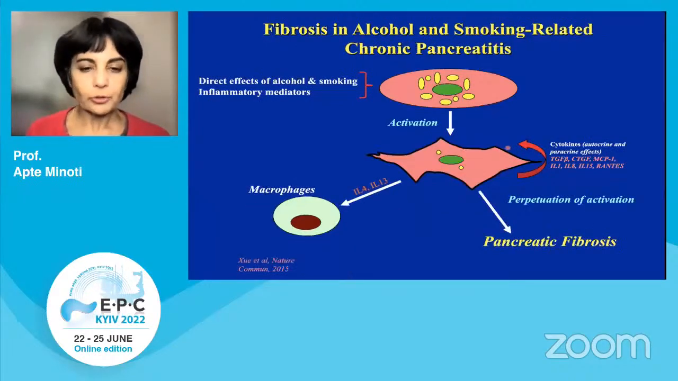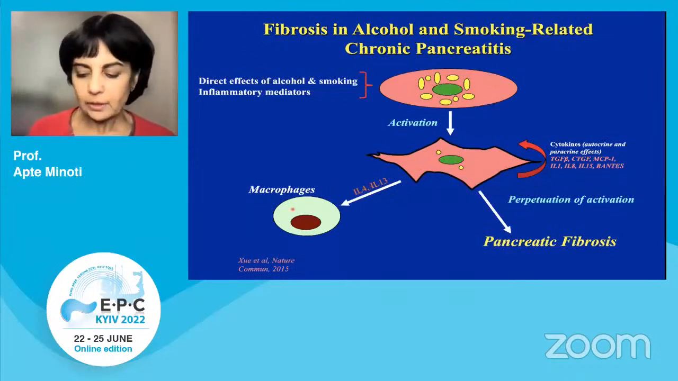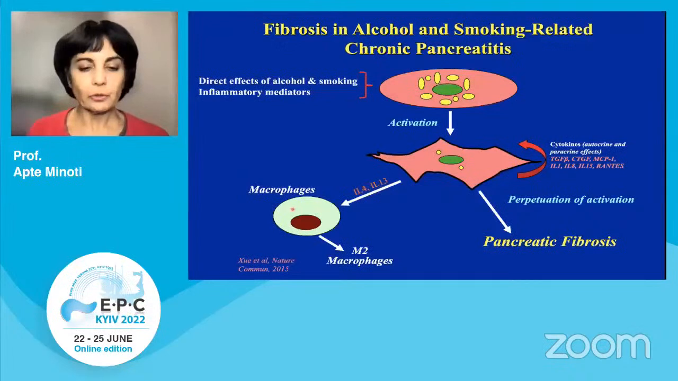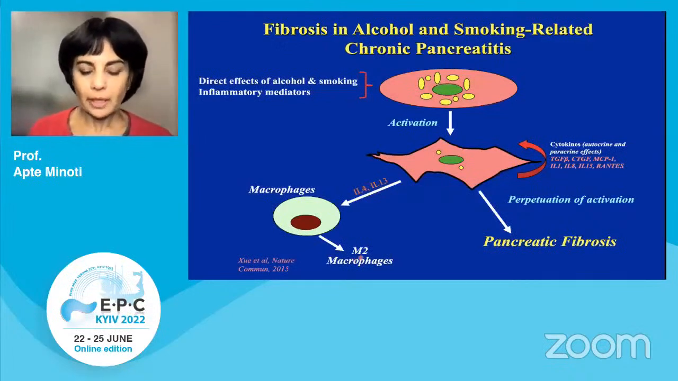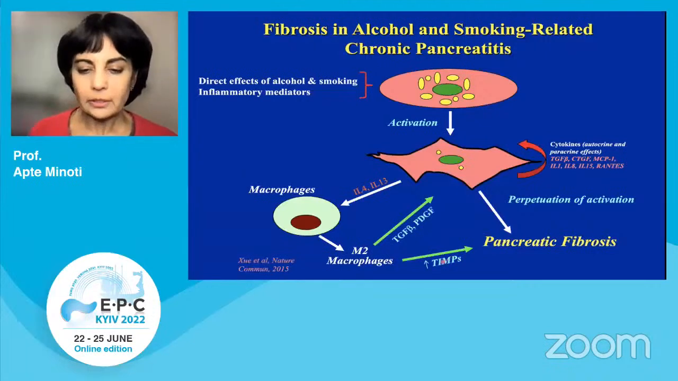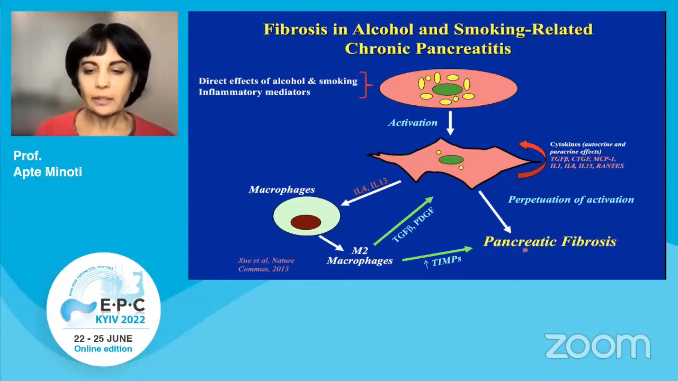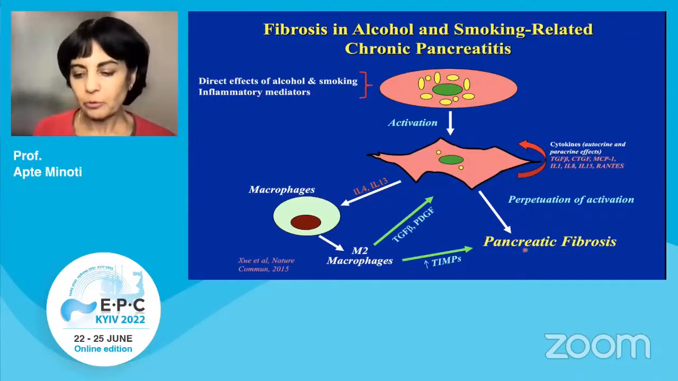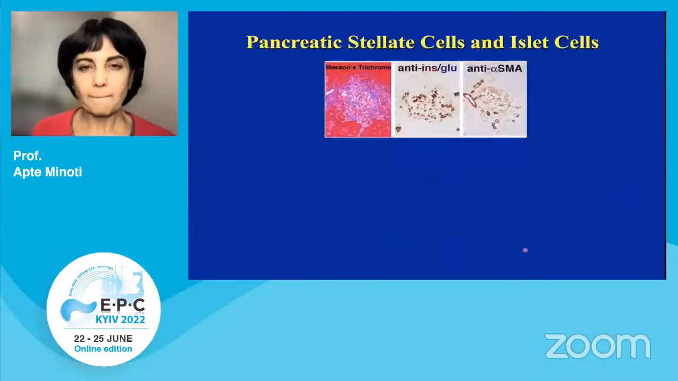But stellate cells also secrete interleukins 4 and 13, which recruit macrophages into their M2 phenotype. And this is important because M2 macrophages are profibrogenic. They secrete growth factors that can in themselves activate stellate cells again. And they also secrete tissue inhibitors of metalloproteinases, which prevent deposited collagen from being degraded and therefore potentiate the amount of fibrosis that is deposited.